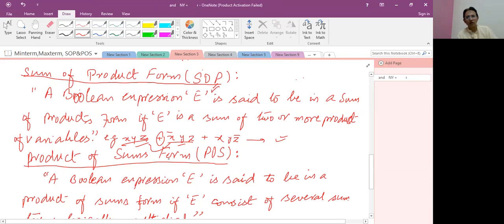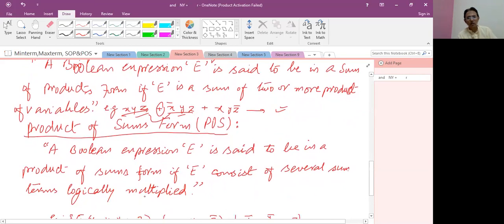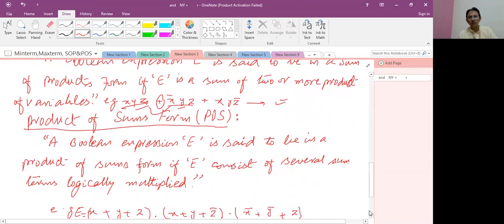Now what is product of sum form? POS in short form. A Boolean expression is said to be in a product of sum form if E consists of several sum terms logically multiplied. But the first definition shows a sum of product form, it means sum of two or more products of variables.